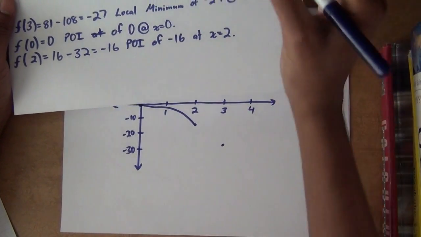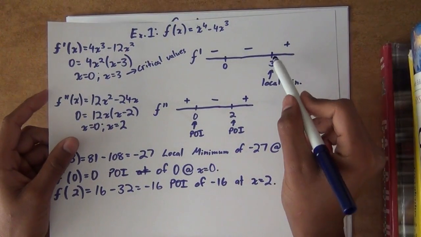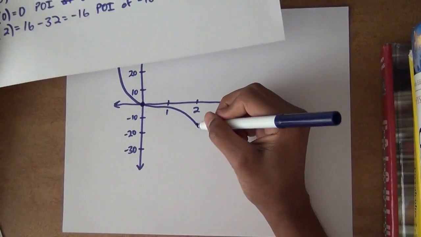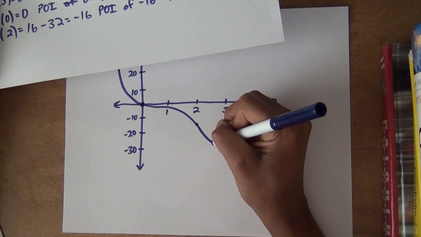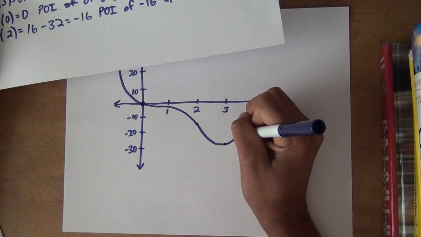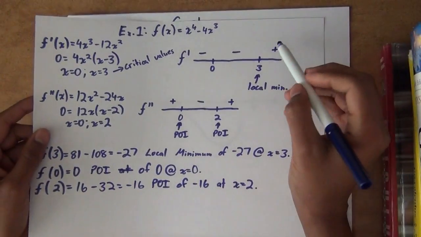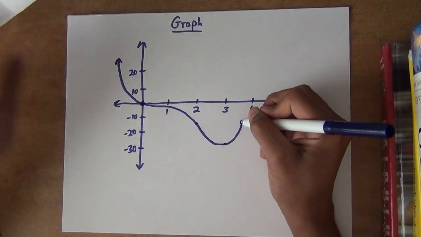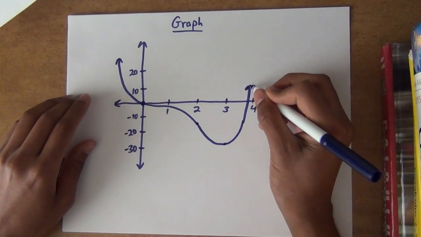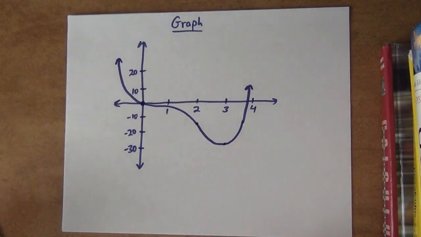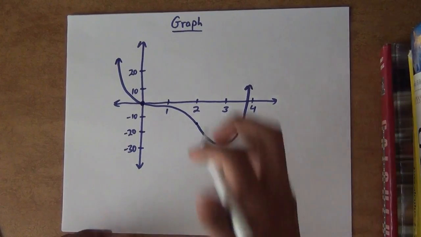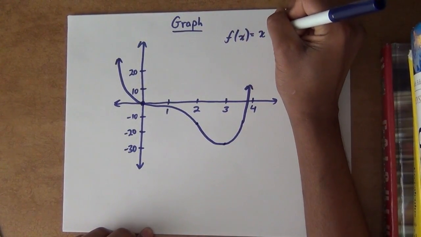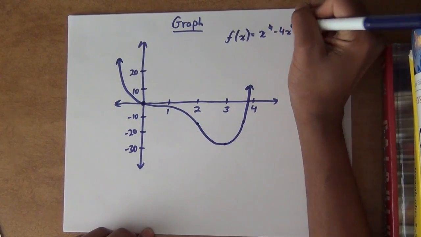And then to finish off the graph, we see that after 3, the slope is positive. So we'll draw it opening, and then it's going up because, like I said, the slope of the function is positive after 3. So there it is. That's a rough sketch of it. I'll just write down the function one more time. There it is.